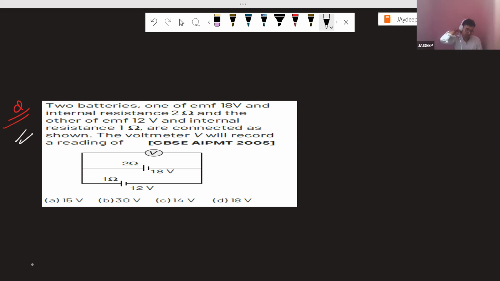Alan, what is the formula? What is the formula to calculate the terminal potential difference? V equals E minus IR. Okay, everyone, if you know the formula, you will be able to attempt the questions very easily. Now try this question fast.